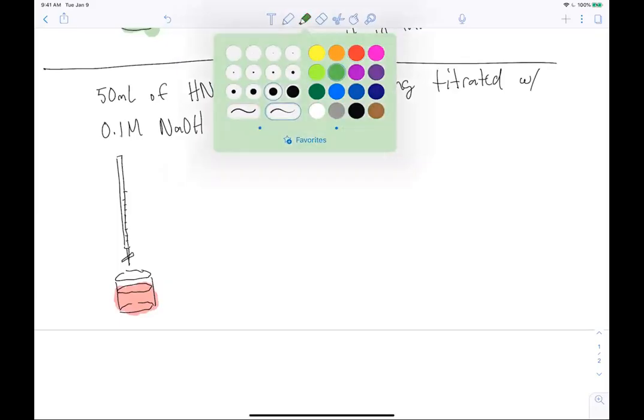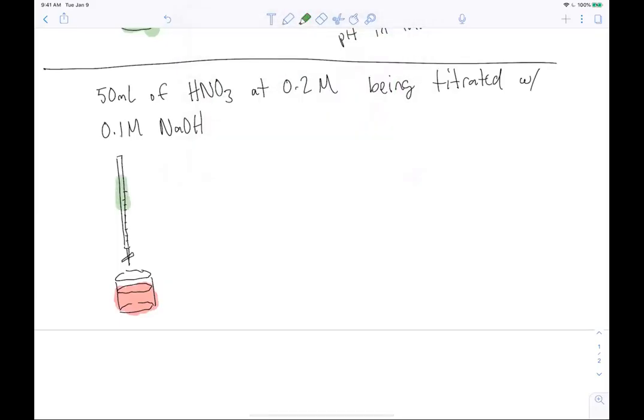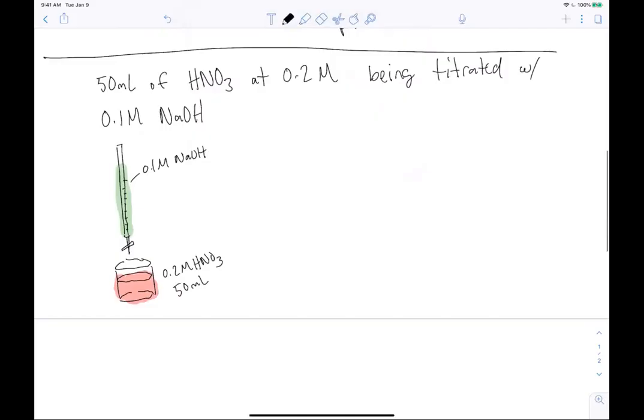So now we're doing sort of the opposite here, where we are taking base. We've got 0.1 molar sodium hydroxide in here. And down here we have 0.2 molar nitric acid. And we know how much we have. We have 50 milliliters of that. And we can look at what's going to happen as we add in certain amounts of sodium hydroxide, so we can see with the pH. So we can look at a bunch of different points in this titration.